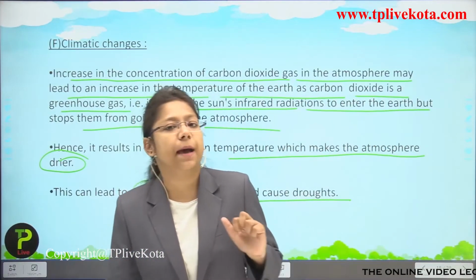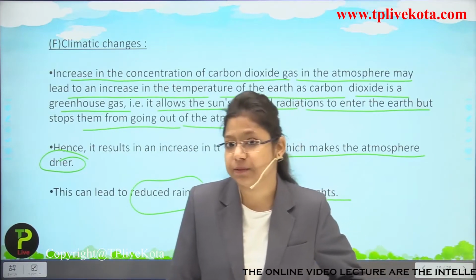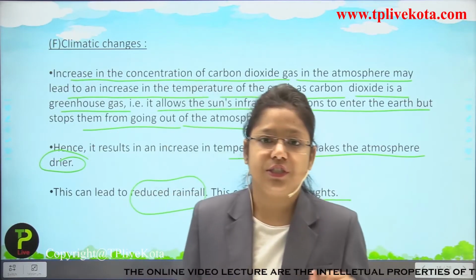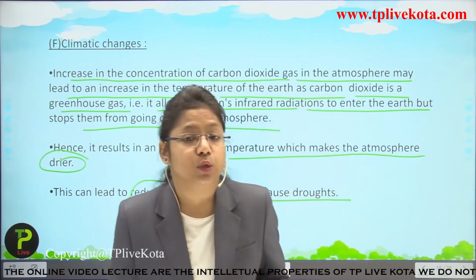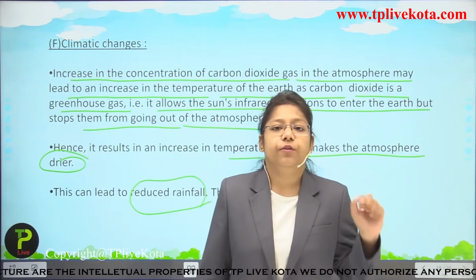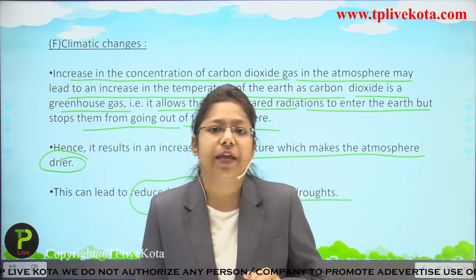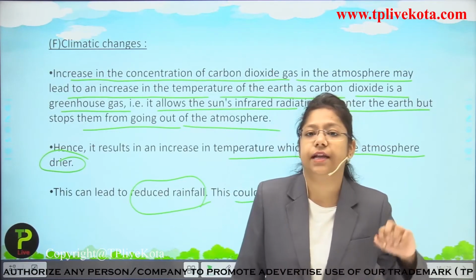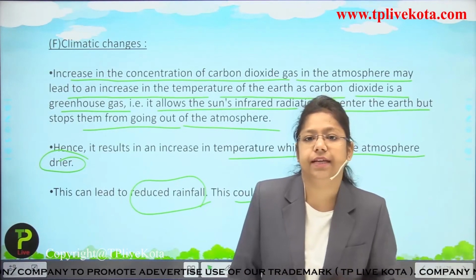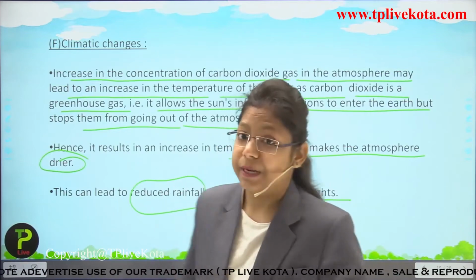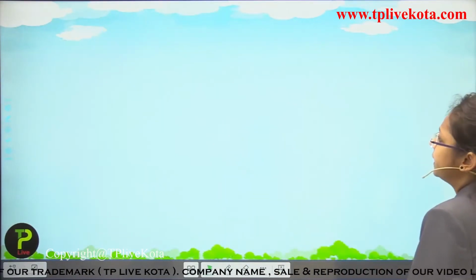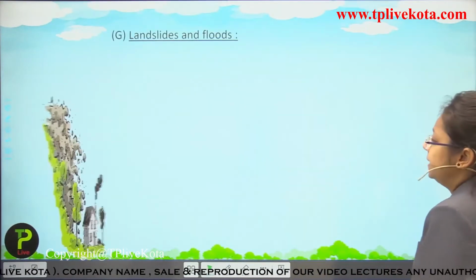Actually, what is happening is that deforestation takes place. In deforestation, we are cutting the trees, so we are providing the environment with a lot of carbon dioxide. Because of this gas, the temperature of the earth will rise and global warming will take place. Now the next topic will be landslides and floods.